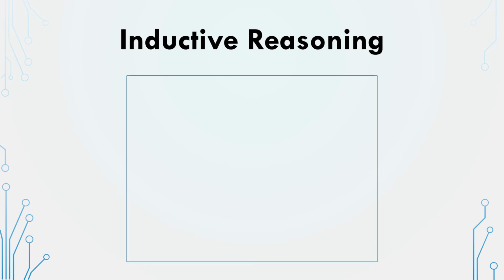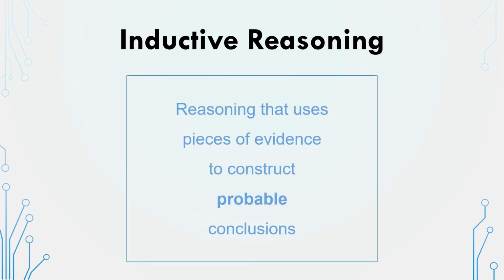The second type of reasoning is inductive reasoning. The text defines inductive reasoning as reasoning that uses pieces of evidence to construct probable conclusions. It's important to highlight the word probable here because unlike deductive reasoning, the conclusions that you gain through inductive reasoning are not certain and unavoidable, no matter how good your data is. Let's go ahead and take a look at this on the next slide.